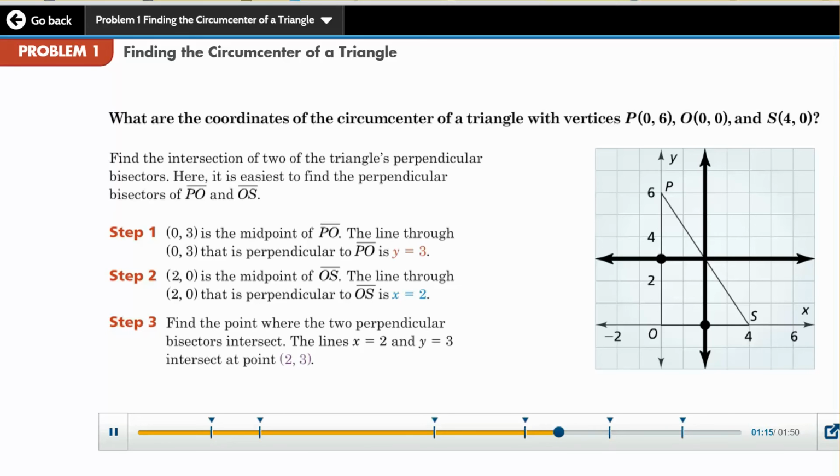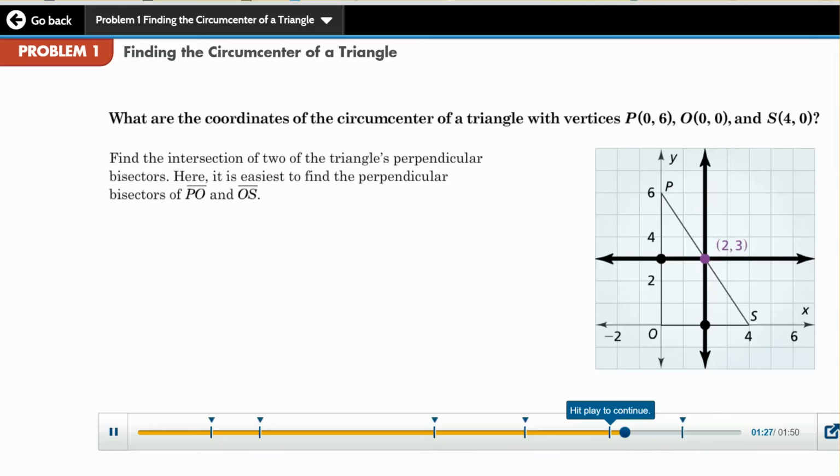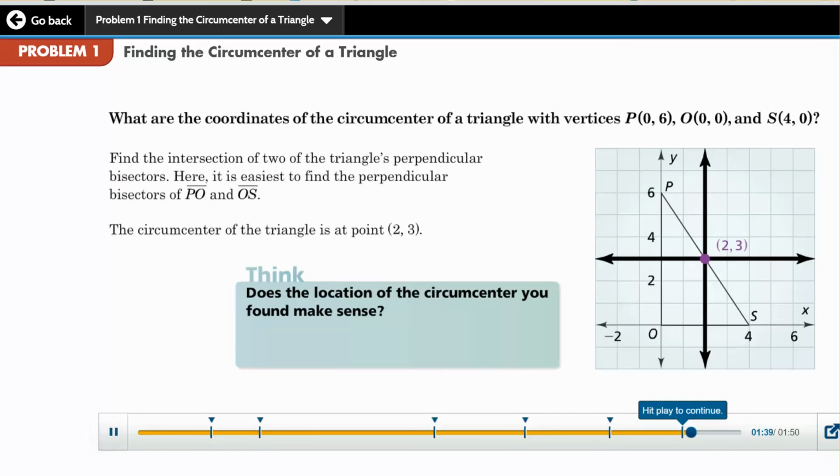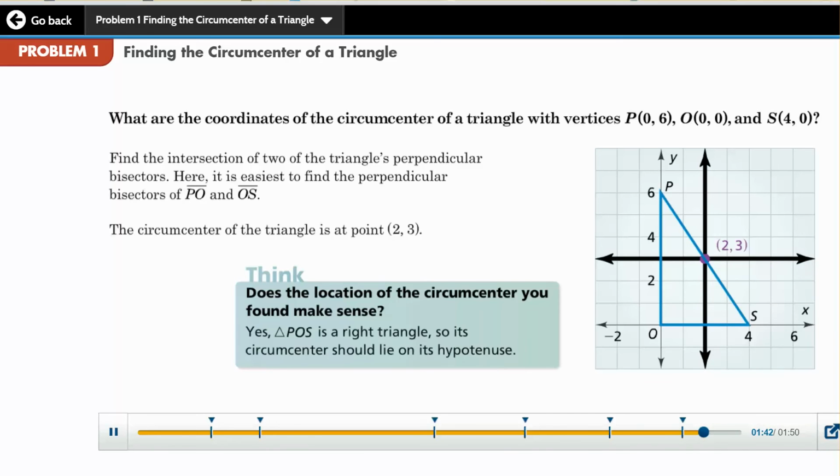Step 3. Find the point where the 2 perpendicular bisectors intersect. The lines x equals 2 and y equals 3 intersect at point 2, 3. The circumcenter of the triangle is at point 2, 3. Does the location of the circumcenter you found make sense? Yes. Triangle POS is a right triangle, so its circumcenter should lie on its hypotenuse.